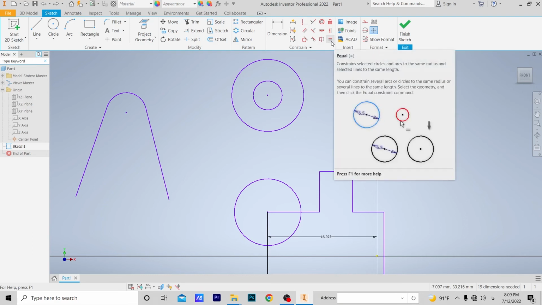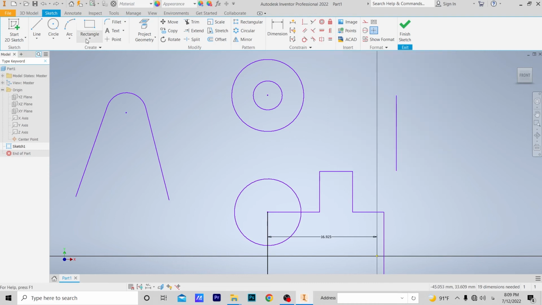The last important one is equal. By this constraint, we can equal lines, circles, and arcs. We can see. For example, we want equal this arc with this arc. Okay, this circle with this circle, and this line with this line. Okay, and it was the last one in constraint.